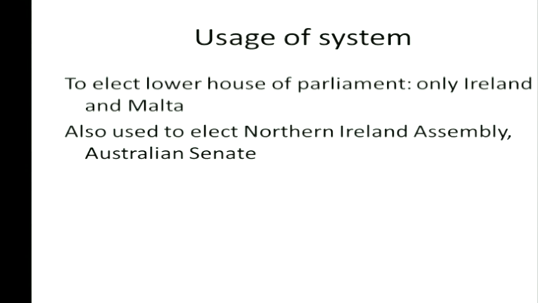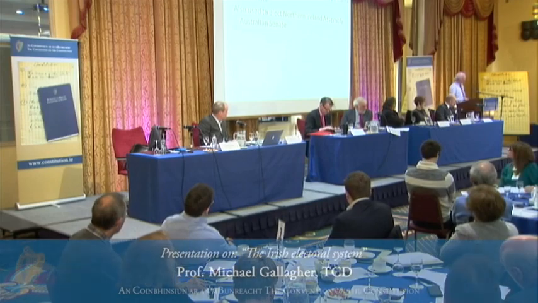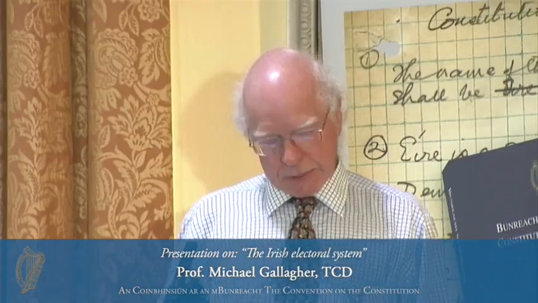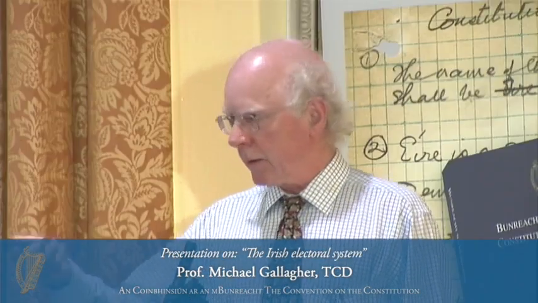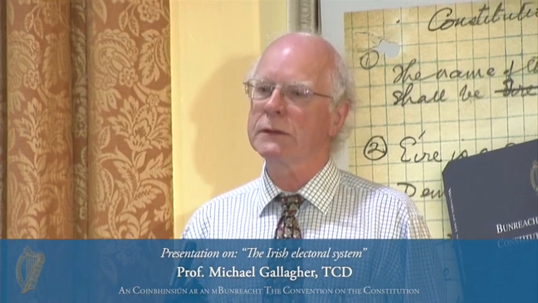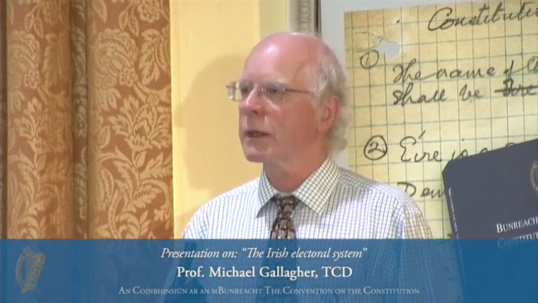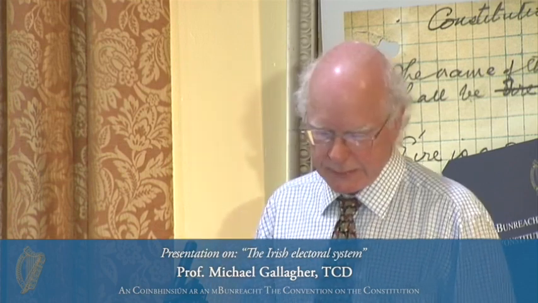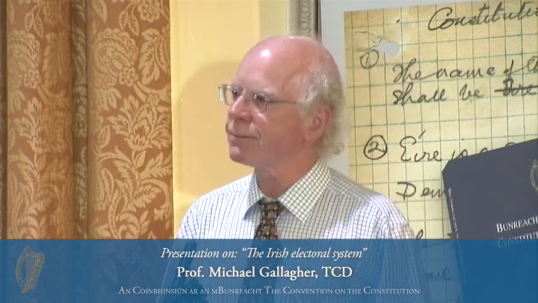In the north, there are more MPs or MLAs per constituency, 6 in each of the 18 constituencies. It's used in Australia to elect the Senate. Things are a little bit different there, and it's used in a number of countries to elect either local government or senates in more restricted elections.